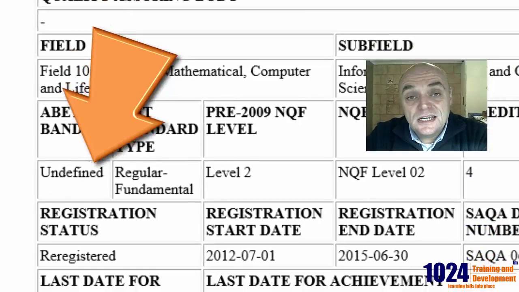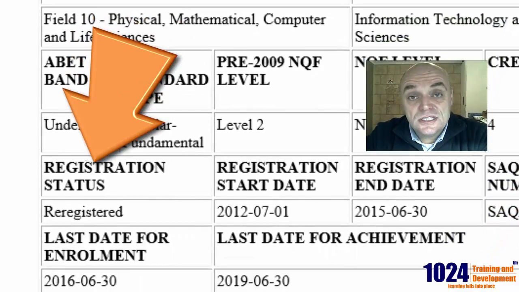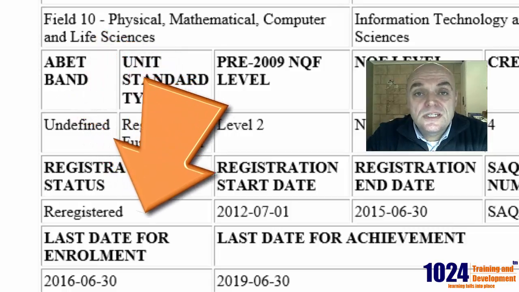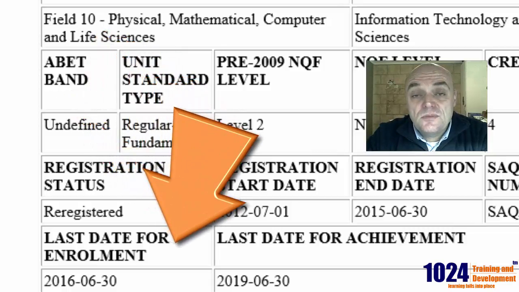But of particular interest is the registration status of the unit standard. Make sure that this is a registered unit standard and it's not still in public comment or already passed its registration status. Pay attention to a field called last date for enrollment, as this will impact whether or not you can actually be assessed against this unit standard.